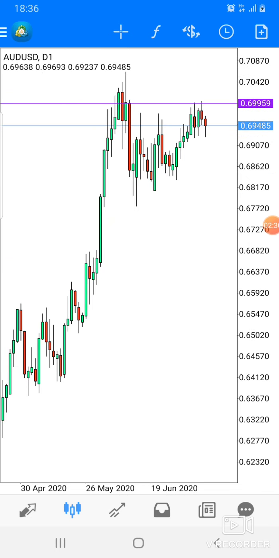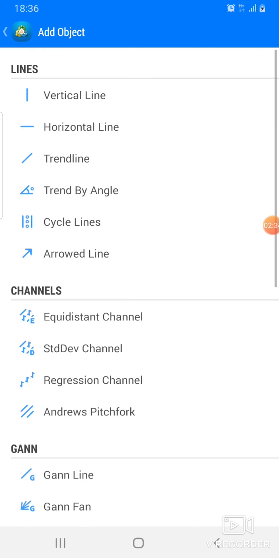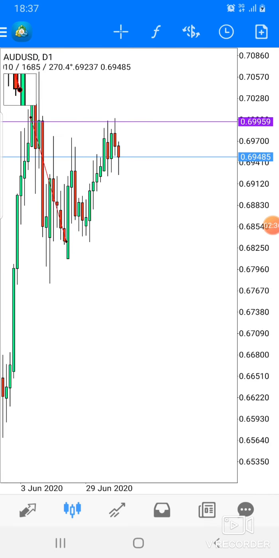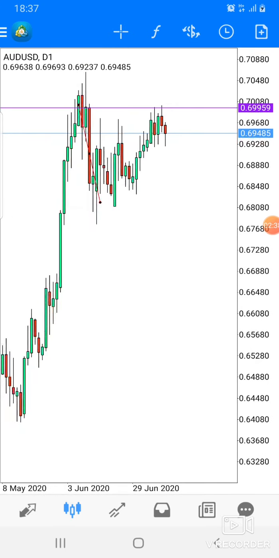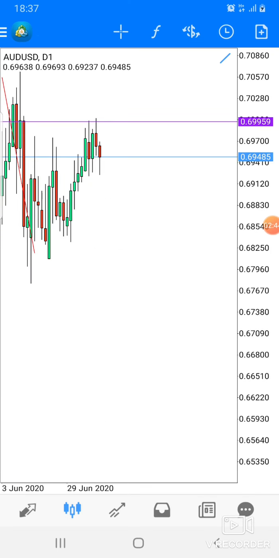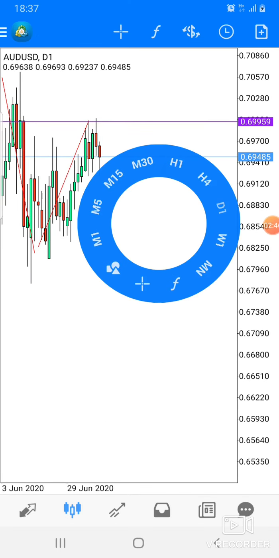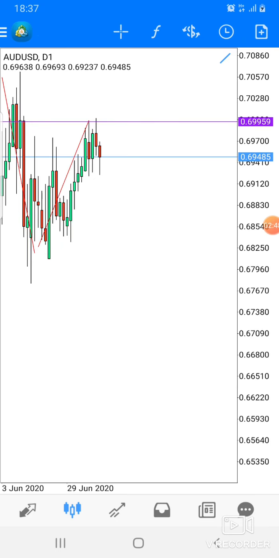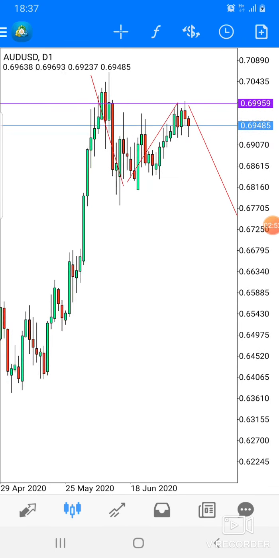If you mark the level in this way, in your eyes you're looking at this drop here, and this is a pullback. In your mind right now, you're looking for a sell. This is the thing.